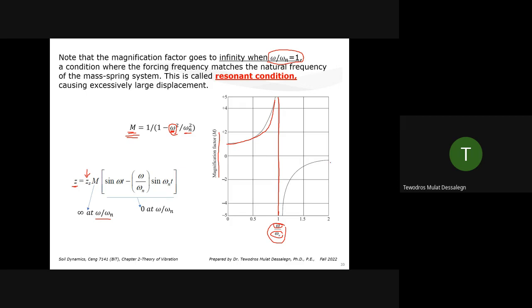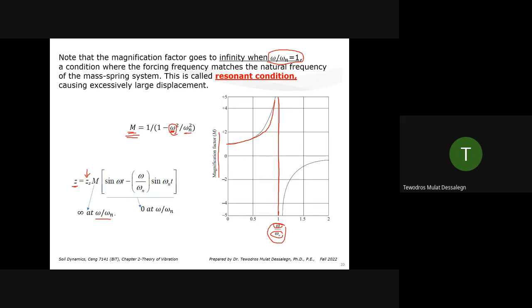Now, this is just showing you the magnification goes to infinity. At W equal to Wn, M, we know that it goes to infinity. If you see this term, when W is equal to Wn, these two terms are going to be the same, so this could be 0. So we're going to have actually infinity times 0. One is killing it, the other one is skyrocketing it. So this is not something you can solve just by putting W equal to Wn, but you can look at it.